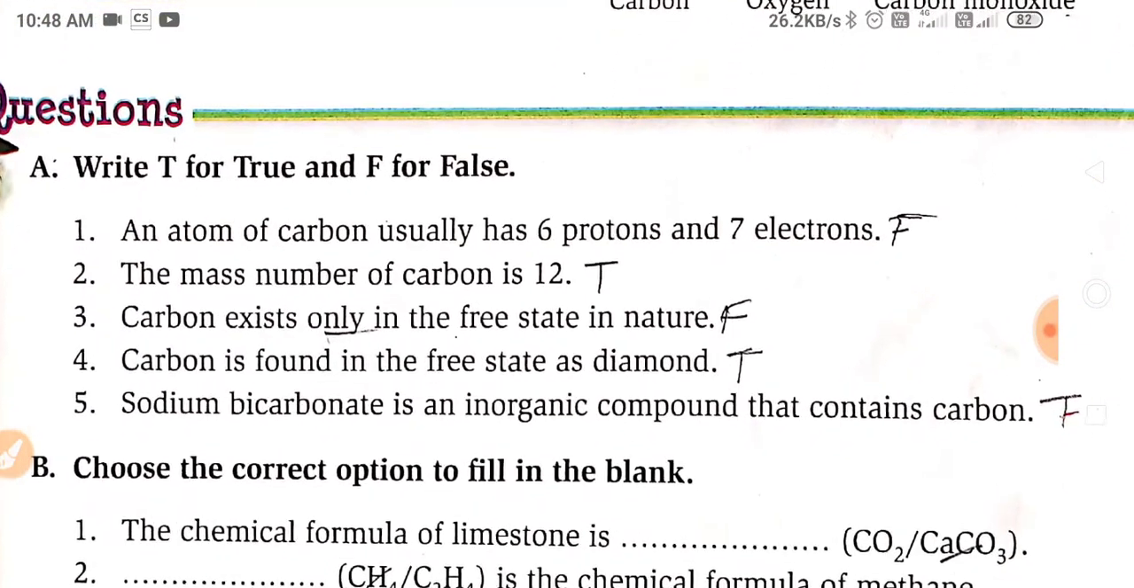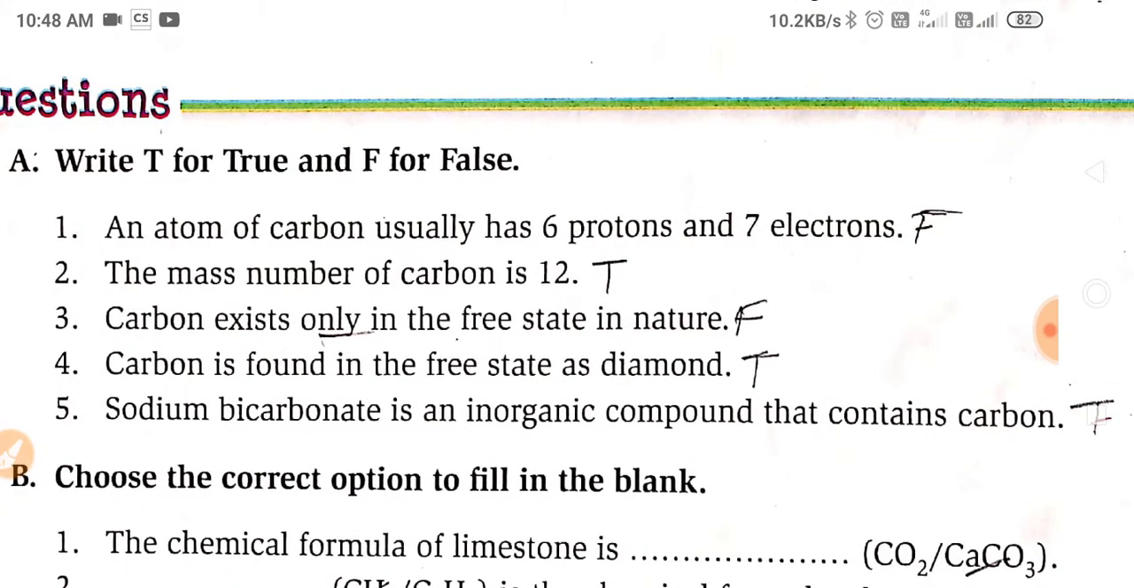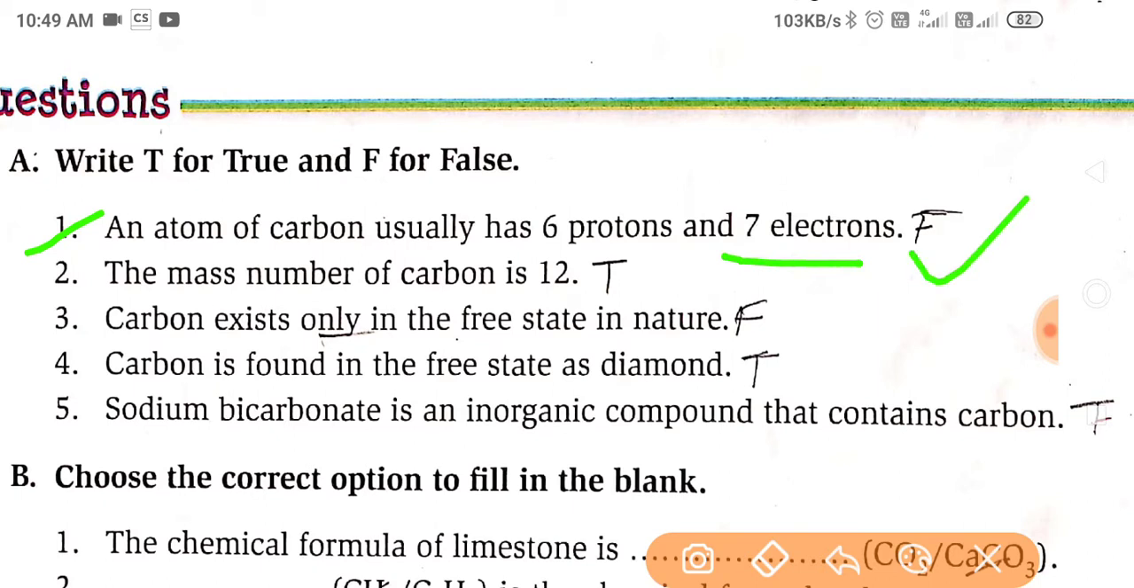Okay, so whatever we read till here, there are some true and false questions here. The first one is: an atom of carbon usually has 6 protons and 7 electrons. So it was wrong. It has only 6 electrons. So you would write F for false.